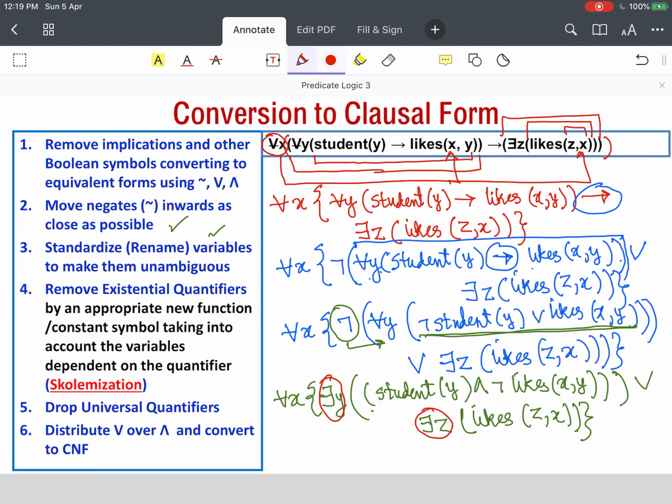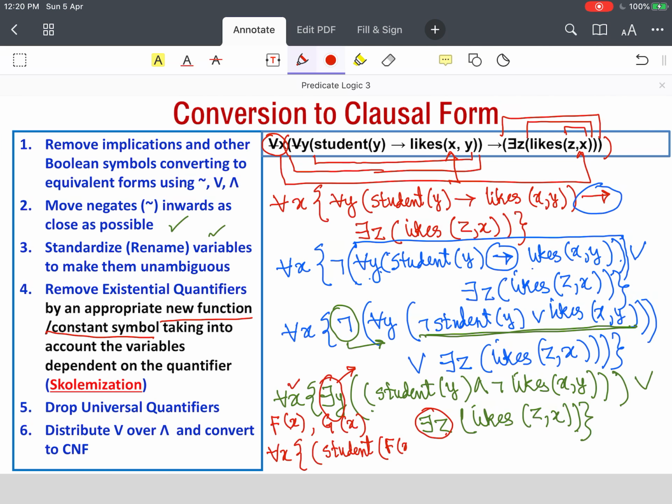this one. And we notice that in these two existential quantifiers, we need to remove these by appropriate new functions or constant symbols. Now in this case, this y is dependent on x because for every x there exists y. Similarly, this z is also dependent on this x. Therefore, we will define two new function symbols, f(x) and g(x). And we will replace y by f(x) and z by g(x). So we will get for all x.